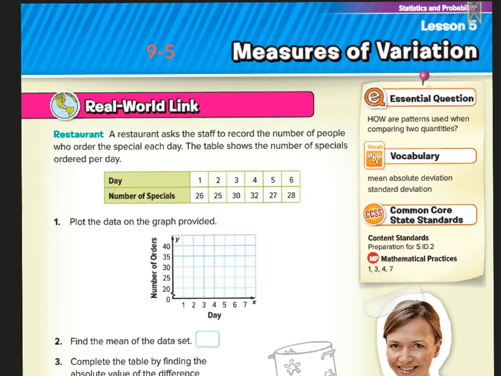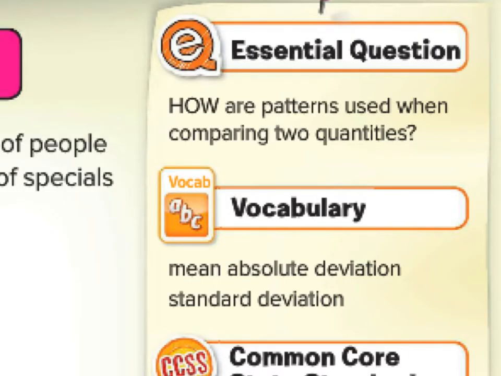Hello everyone, welcome to lesson 9-5, Measures of Variation. In this lesson, we will continue to address the essential question, how are patterns used when comparing two quantities? And we will use the vocabulary mean absolute deviation and standard deviation.